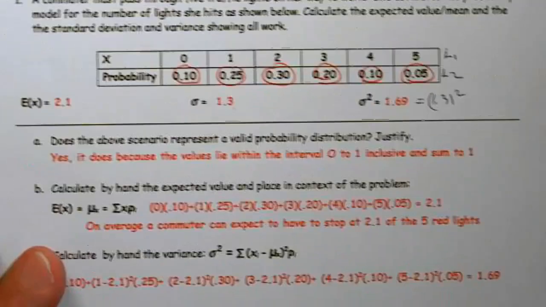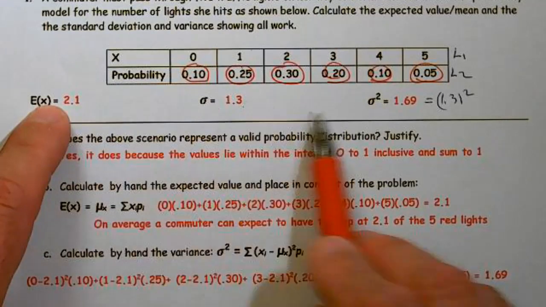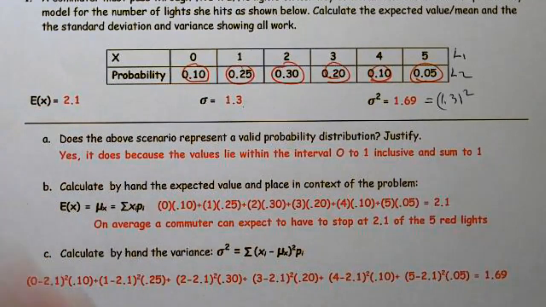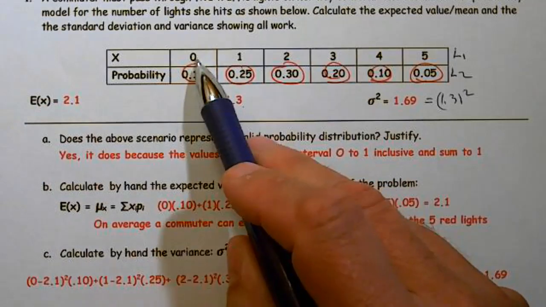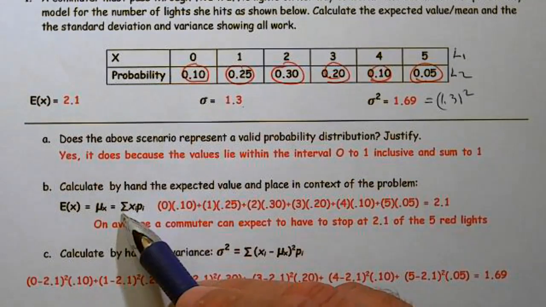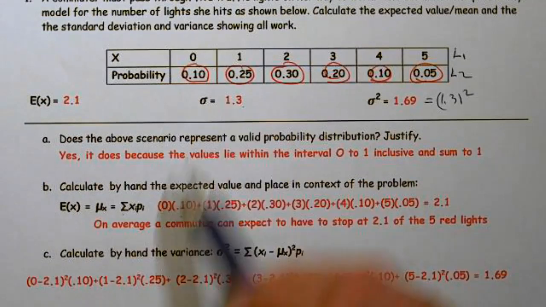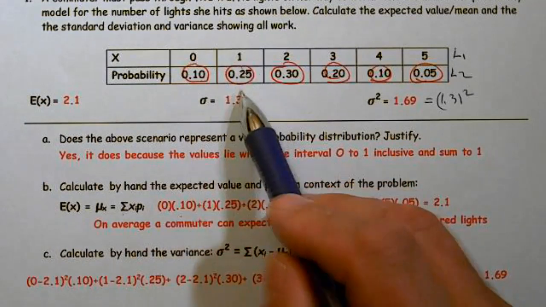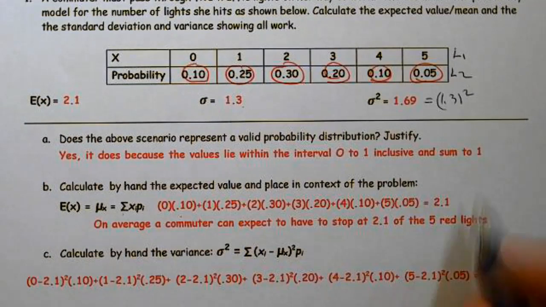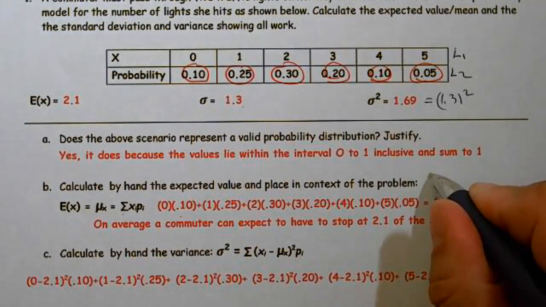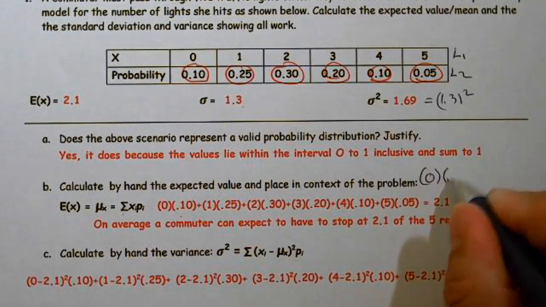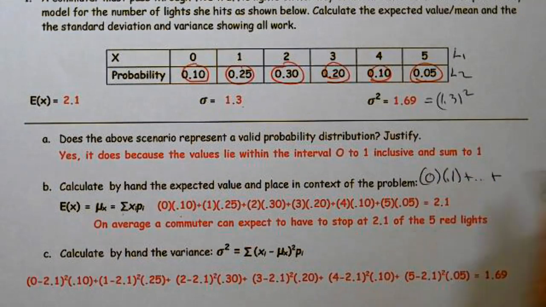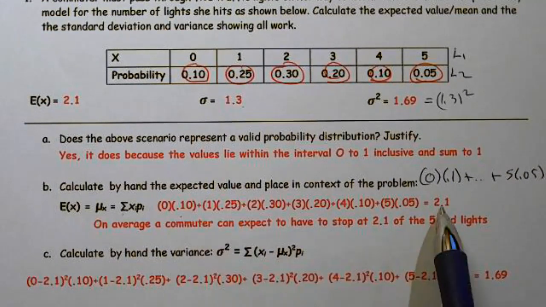Then to show my work, though, on a test, if all I did was this, I would not receive credit. So to show my work, once again, I'm going to take the lowest value. Here's my formula. You don't have to write the formula down, but you do have to show this. My lowest value times its associated probability plus the next one times its associated plus the next times this. But you can abbreviate that and just do 0 times 0.1 plus, plus the bookends, the highest one, 5 times 0.05. And so our expected value is 2.1.